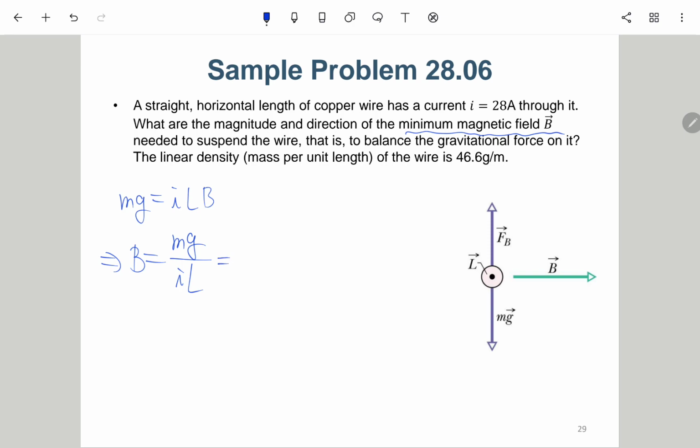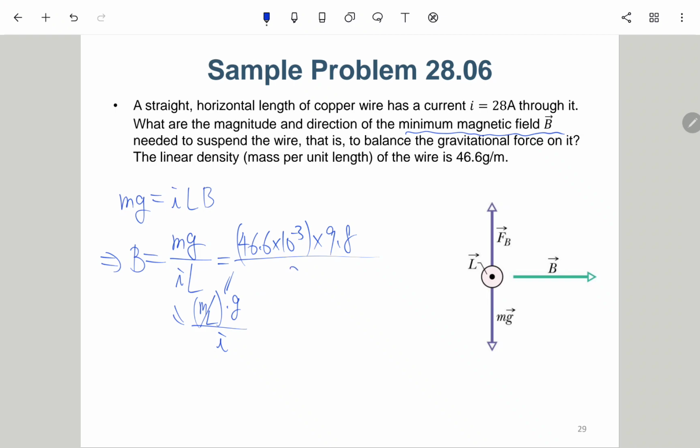So actually we can just plug in all the numbers. 46.6 gram. Gram is not an SI unit, kilogram is an SI unit. So it is actually 46.6 times 10 to the minus third, and then times g, which is 9.8, over I, which is 28, times L. What is L? Sorry, it should be something like this: m over L times g over I, and then going back to here.